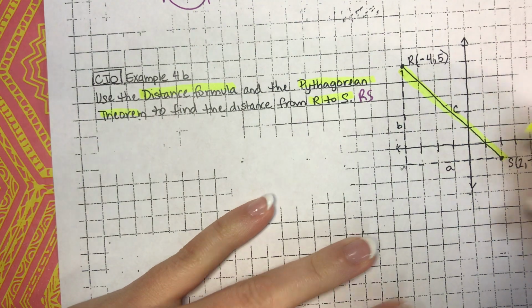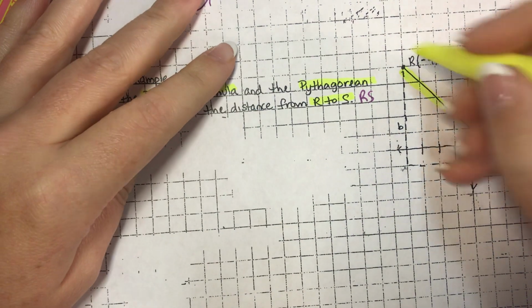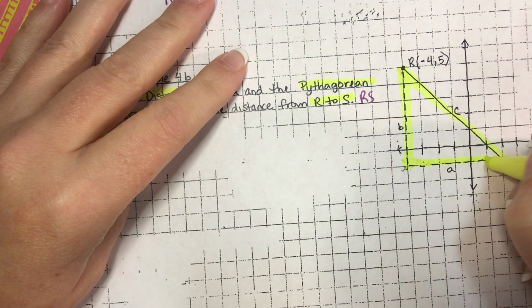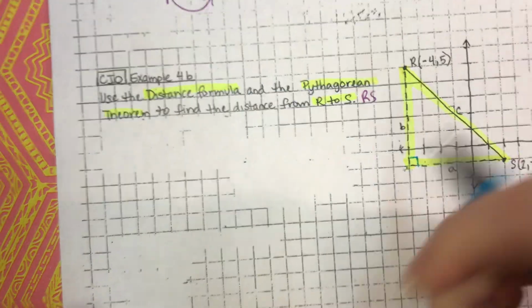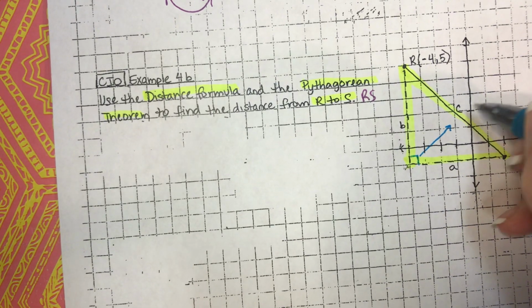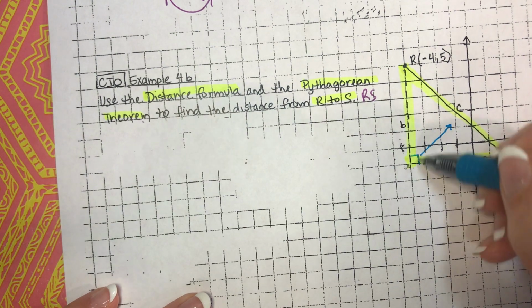That is what we're given, but we need a right triangle to use the Pythagorean theorem. So here we go. We're going to create a right triangle right here. There it is. We have our lovely right angle. Now we just need to find the sides. Remember, directly across, that is our C, that is our hypotenuse, that is RS. That's what we're trying to determine. To do that, we need to determine what A and B are.